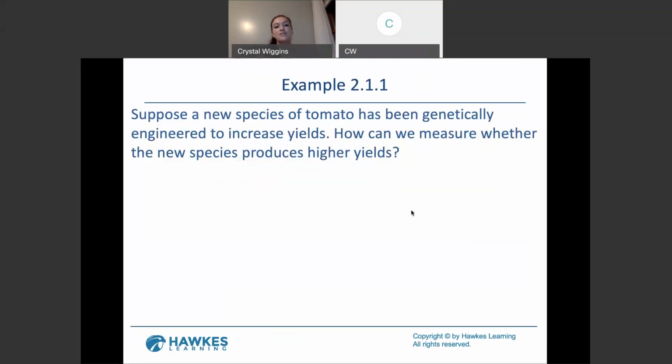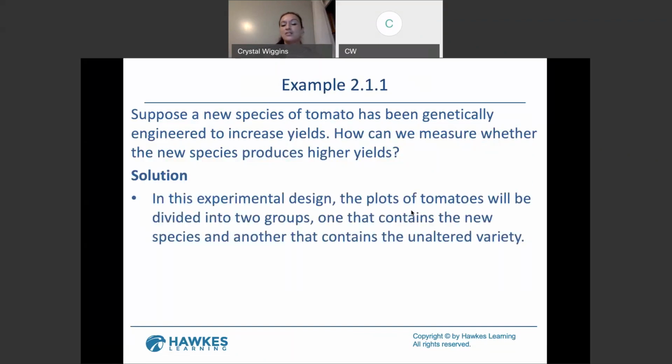So suppose a new species of tomato has been genetically engineered to increase yields. How can we measure whether the new species produces higher than the old species? Okay, so in this experimental design, the plots of tomatoes will be divided into two groups. One that contains the new species and another that contains the unaltered variety, something that's known or has been watched over a long time. So we know what to expect from that variety.